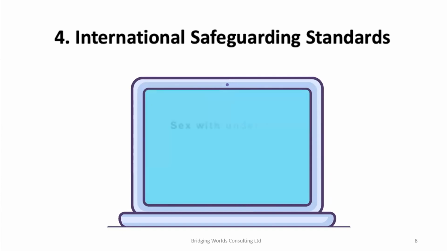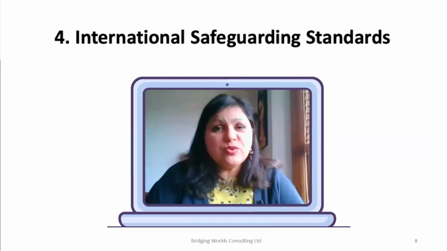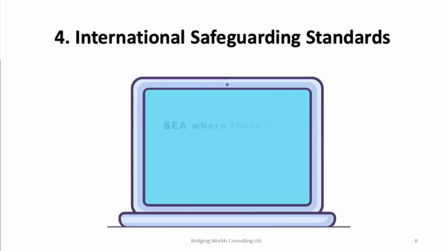For example, it's not okay to have sex with a child under the age of 18, even if that's acceptable behavior in that society or under national law. Mistaken belief regarding the age of a child is not a defense.